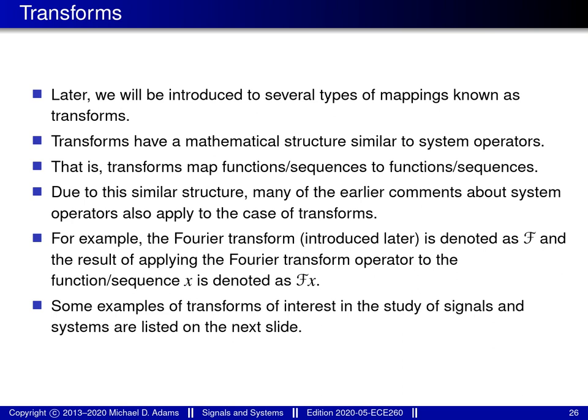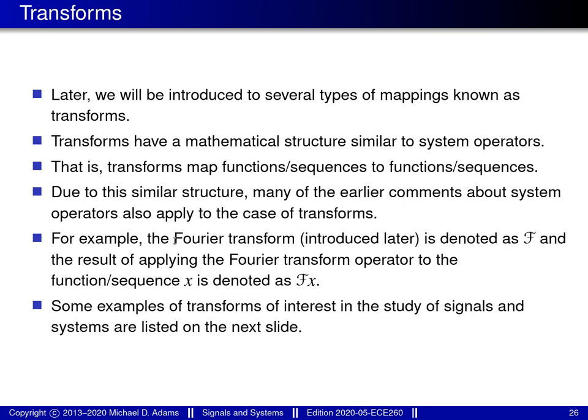Another type of mappings that I need to comment on are what are known as transforms. Later in the course we'll be introduced to a number of types of transforms. In the context of this course, transforms have a mathematical structure which is very similar to system operators. In other words, transforms are operators that map functions or sequences to functions or sequences. Because the transforms that we look at in this course have a very similar structure to system operators, many of the comments that I made earlier about system operators apply in the case of transforms.